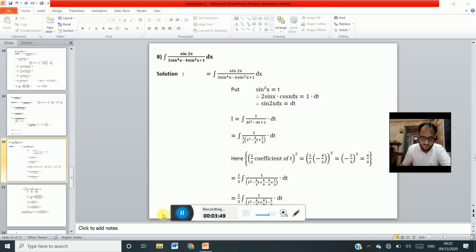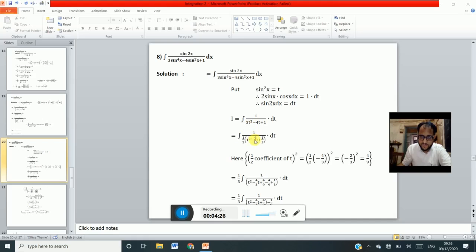So after substitution, we get the integration of 1 upon, because sin 2x dx is dt. So actually sin 2x dx is dt, and divided by 3t square. How t square? Just sin to the power 4. Sin to the power 4 means square of square. So 3t square minus 4t plus 1. Now this is the standard form of the integration of x square plus bx plus c. For that, now make the coefficient of x square as 1. So here t square as 1.